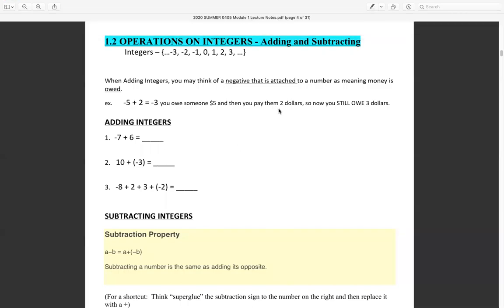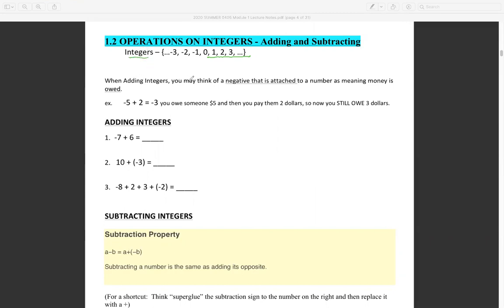1.2, operations on integers, adding and subtracting. Integers are your whole numbers and their opposites. 0, 1, 2, 3, 4, and so on are your whole numbers. And if you add in their opposites, -1, -2, -3, you get altogether the integers.